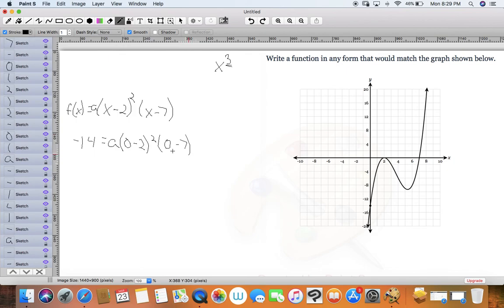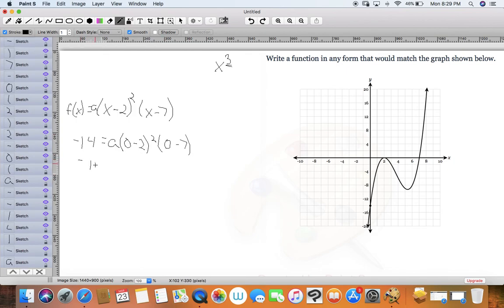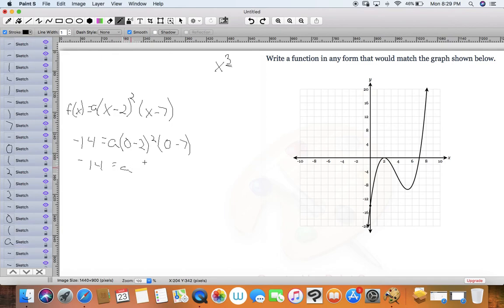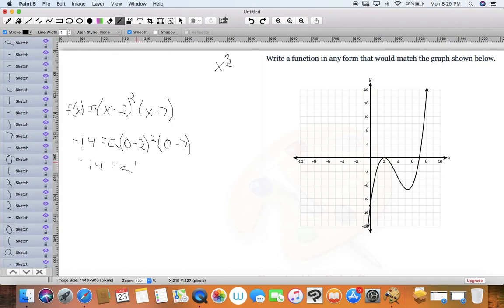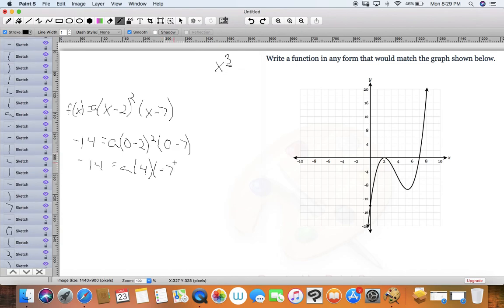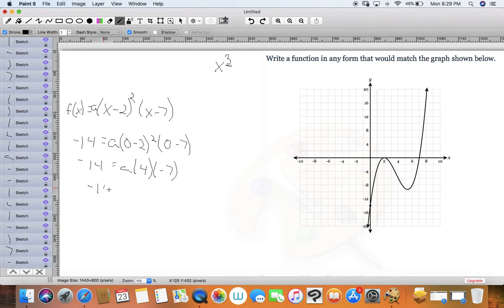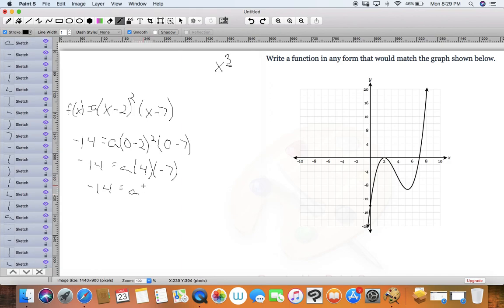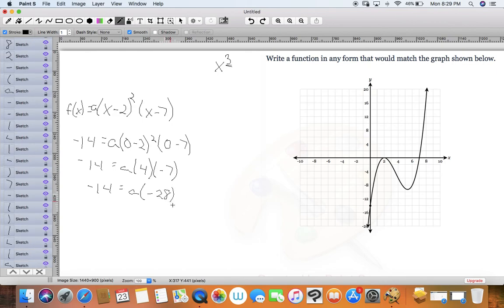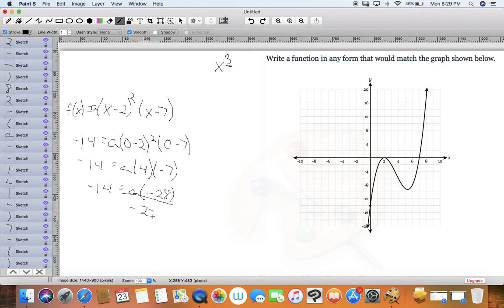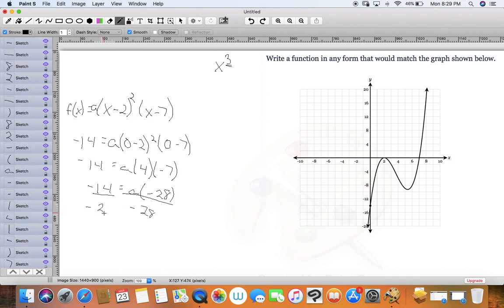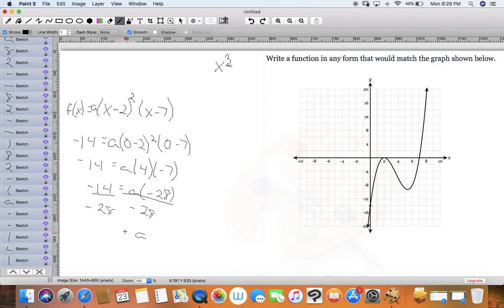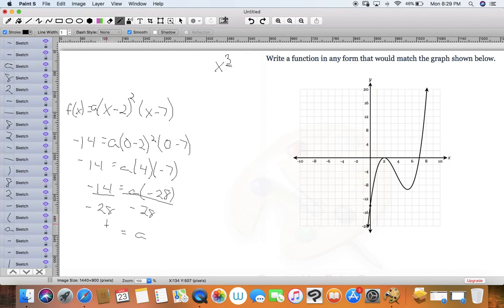And then we're just going to solve this. So negative 14 equals a times 0 minus 2 is a negative 2, but a negative 2 squared is going to be a positive 4. 0 minus 7 is going to be negative 7. So now I've got negative 14 equals a times 4 times negative 7, which is a negative 28. And to get a by itself, we're going to divide by negative 28. A negative divided by a negative is a positive, so that gives us a positive 1/2.